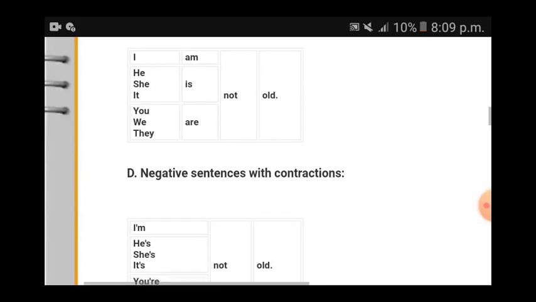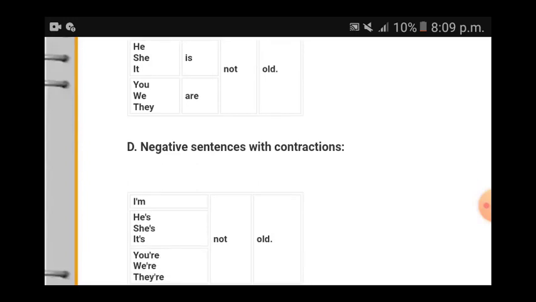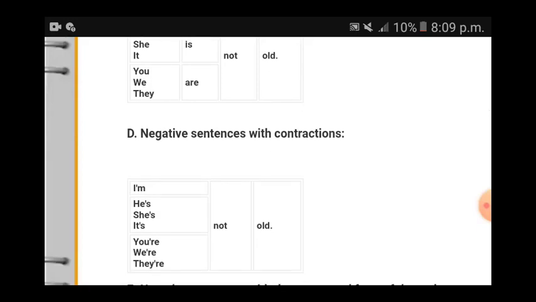D. Negative sentences with contractions. جمل منفية مع اختصار. كيف نختصر الجملة المنفية؟ We have two ways. لدينا طريقتان. Either to contract the verb to be with the pronoun. نختصر الفعل مع الضمير.